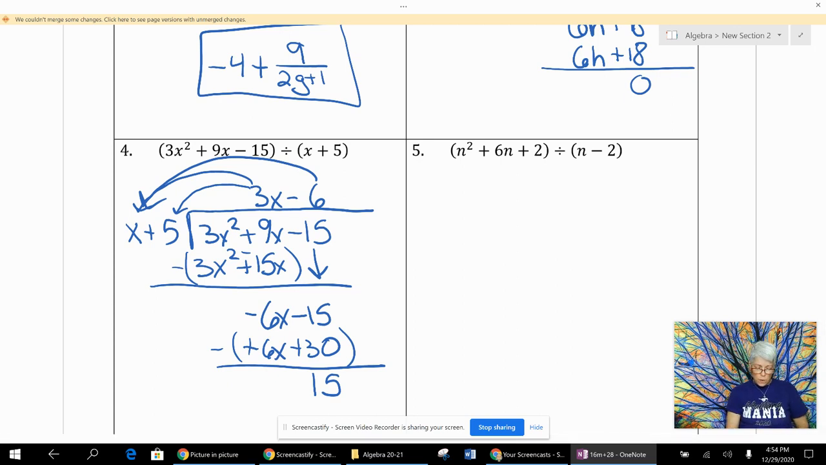So I end up with 3x minus 6. That is a positive 15. And I put it over the divisor of x plus 5.